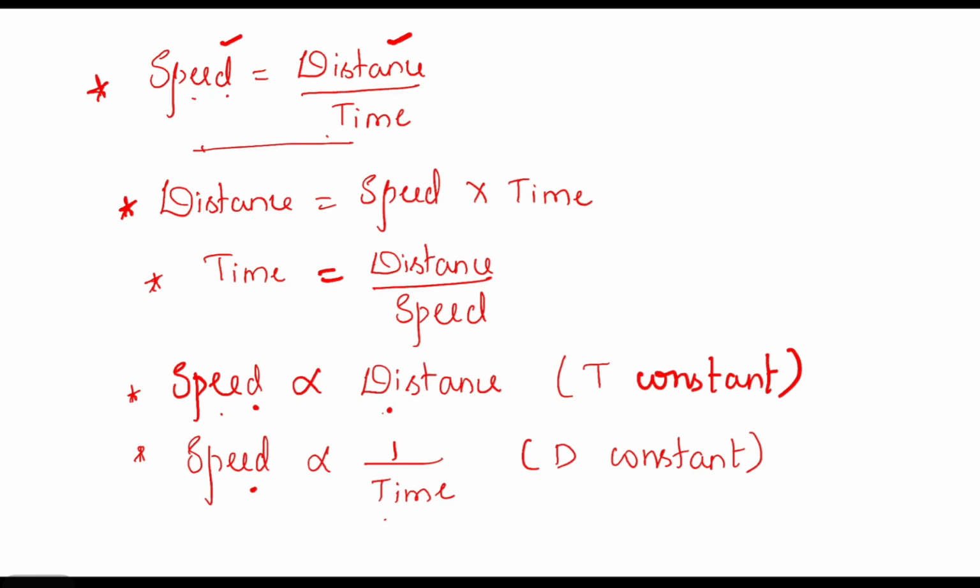So speed and time are inversely proportional and speed and distance are directly proportional. That is, if time taken is more, that means that speed is less, and if speed is more, it means that time taken will be less. So they are inversely proportional. These are some important things we need to know before starting the problems. So let us begin with our first problem.